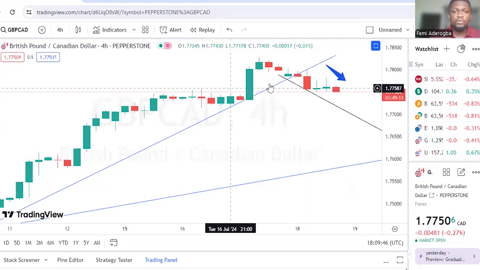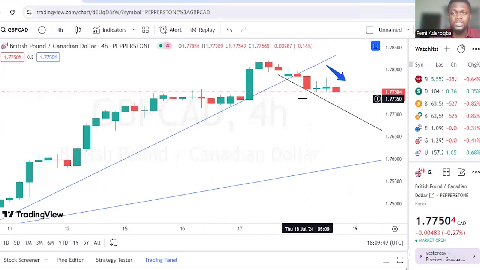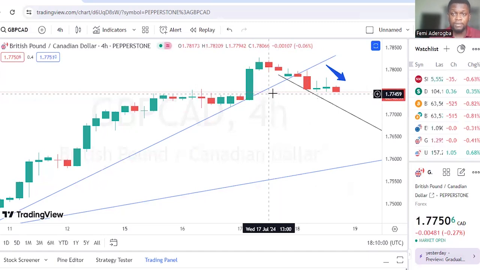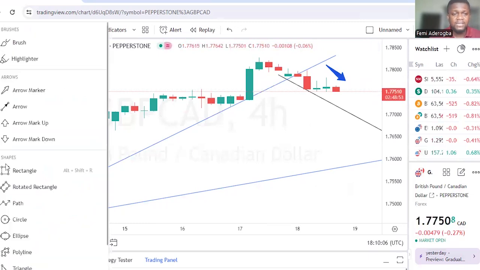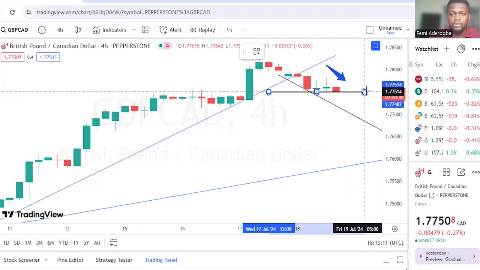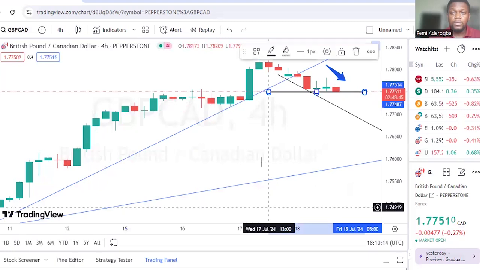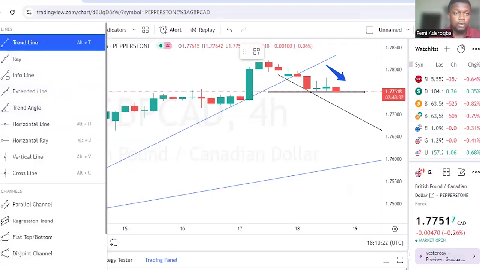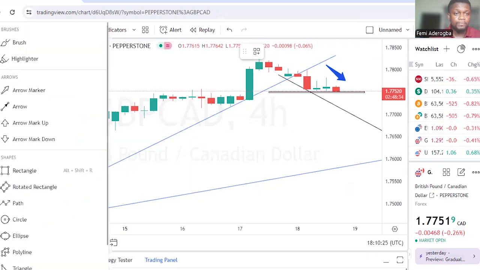Now, if you must make entry on GBPCAD for the month of July, especially on this day, 18th of July 2024, it will be very crucial for you to be a bit patient. Now, what do I mean by being patient? Having seen that, you have to allow the market to trade below this doji candlestick. A trade below it can give you confidence that the market is possibly coming down. Okay, let me get the arrow.